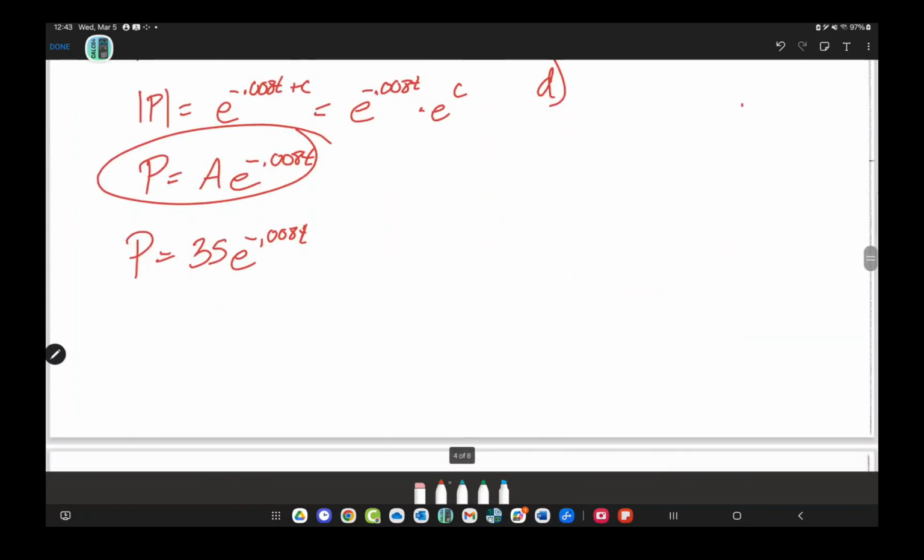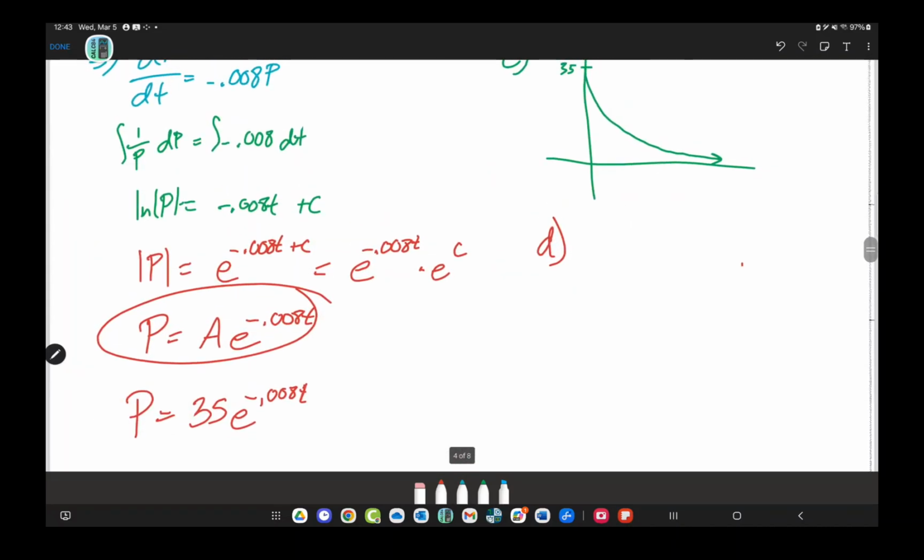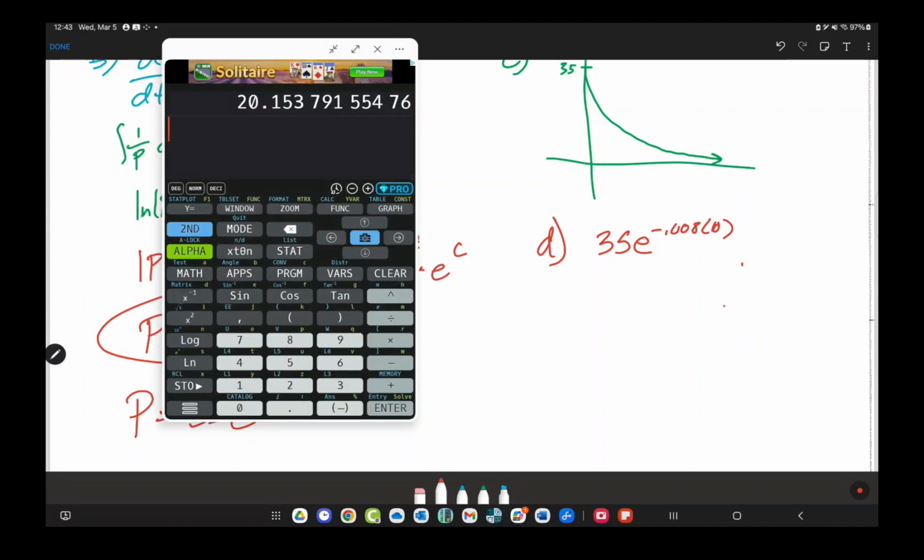So now I can say, how much pressure will I have after 10 minutes? What is 35 e to the negative 0.008 times 10? I'll have 32.31 psi.